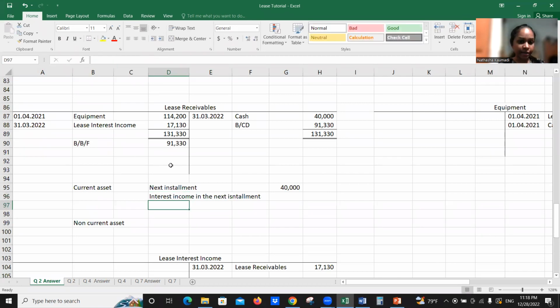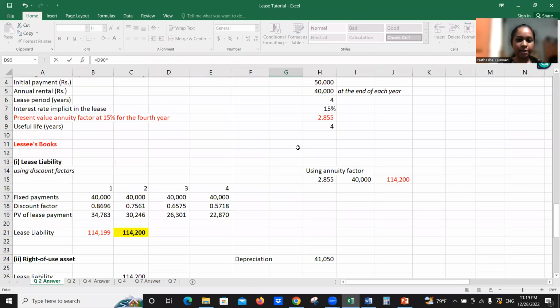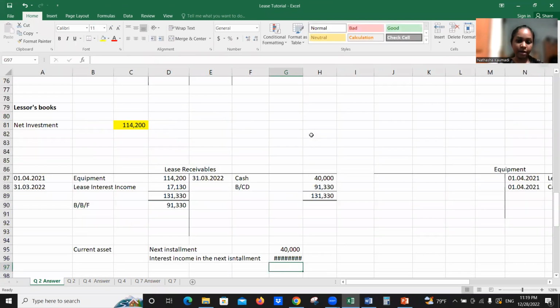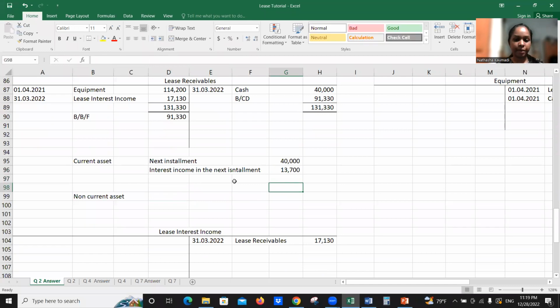How do we find it? The interest income for next year is computed on 91,330. This is exactly the same as for the lease liability. Okay, 91,330 multiplied by 15%. That is the interest income we are due to receive next year.